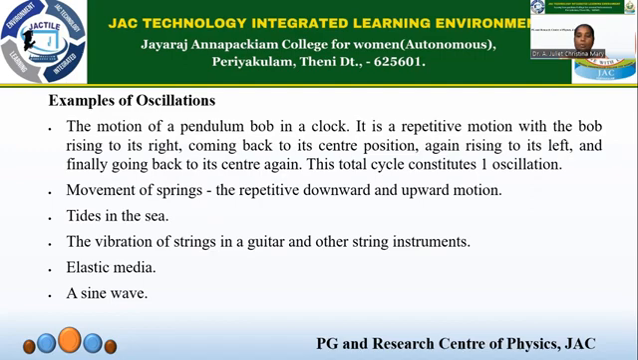It is repetitive motion with the bob rising to its right, coming back to its central position, again rising to its left, and finally going back to its center again. This total cycle constitutes one oscillation. Other examples of oscillation are the movement of a spring, tides in the sea, the vibration of strings in a guitar and other string instruments, elastic media, and a sine wave is also a good example of oscillation.